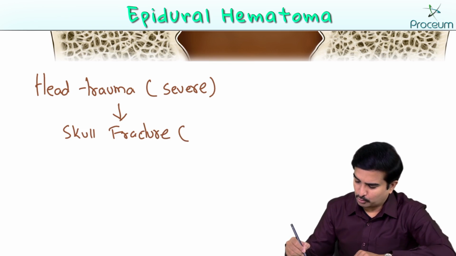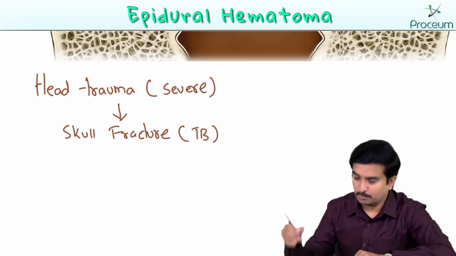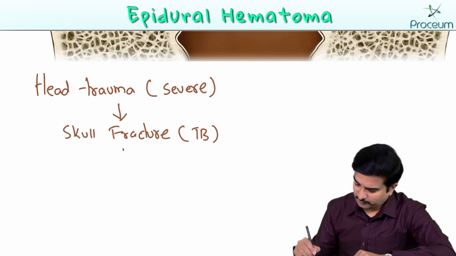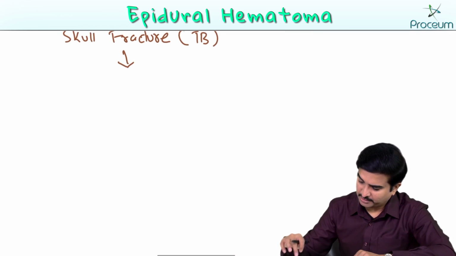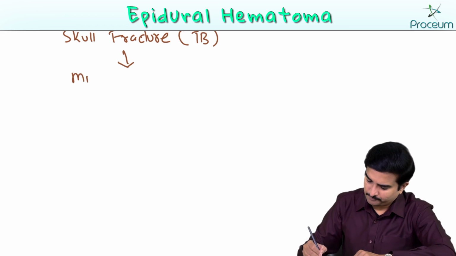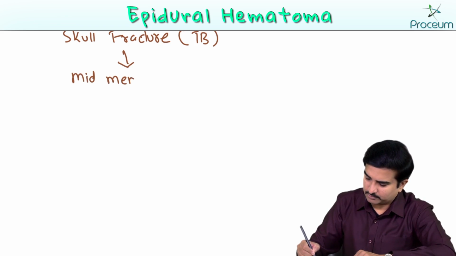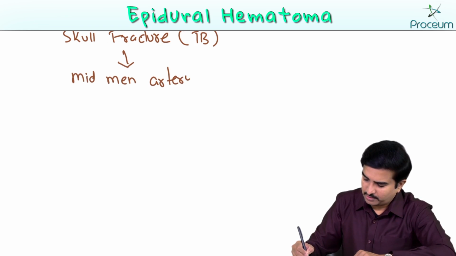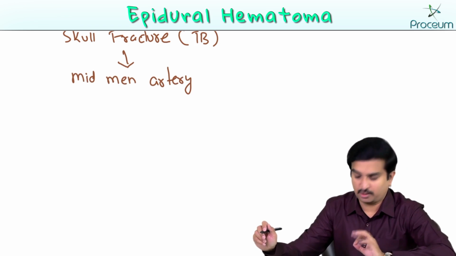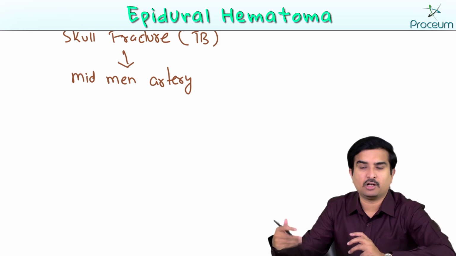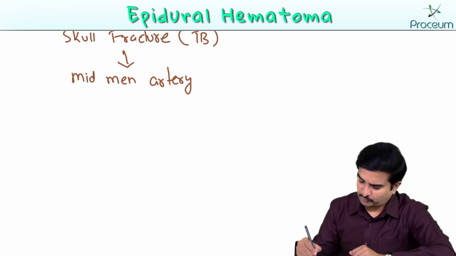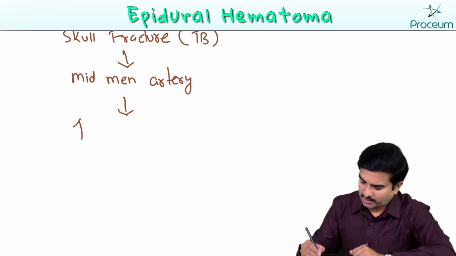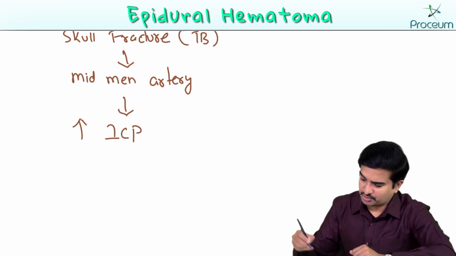What is the most common bone to get fractured? Temporal bone, right? So because of the skull fracture of the temporal bone, which artery is going to be affected or ruptured? What would be that one? It is the middle meningeal artery, right? So because of the rupture of the middle meningeal artery, there will be a formation of the hemorrhage or hematoma. Because of this, there will be an increase in the intracranial pressure.